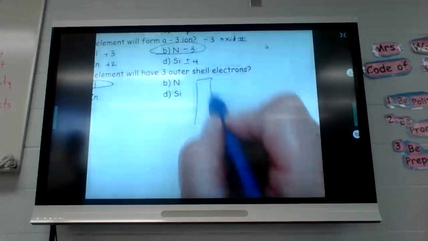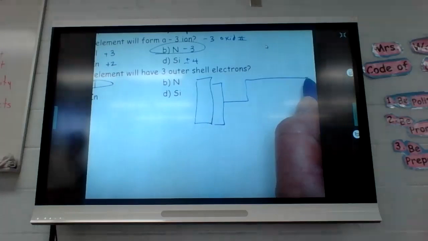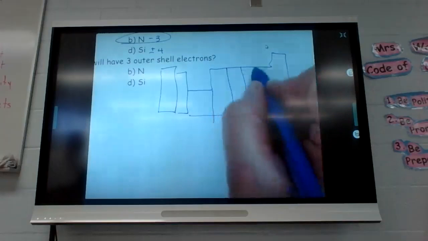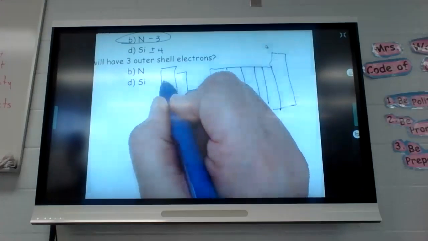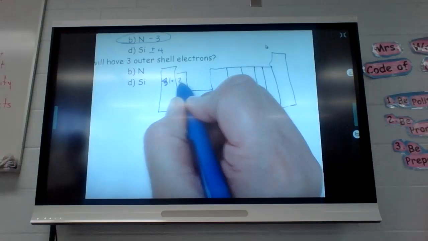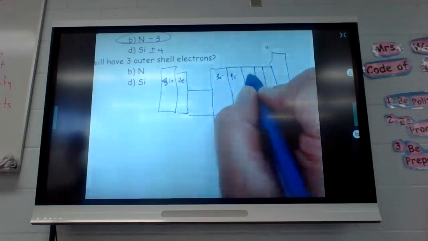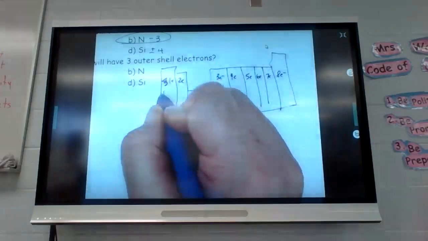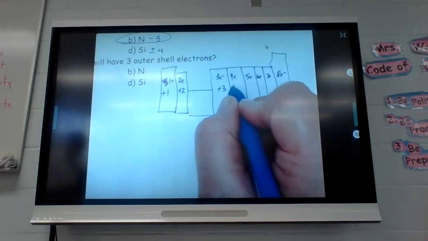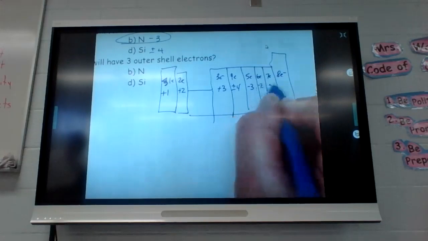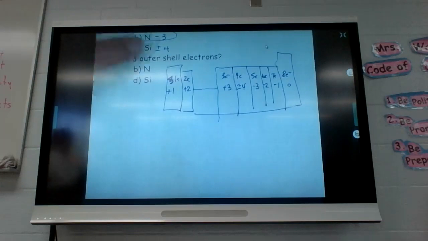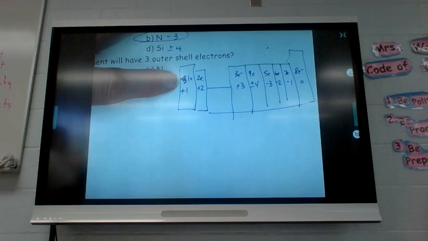Now, these last 2 questions are based on the fact that you guys can still do the periodic table. 1 electron, 2 electrons, 3 electrons, 4, 5, 6, 7, and 8. That's not going anywhere. +1, +2, +3, plus or minus 4, -3, -2, -1, and 0. That's also not going anywhere. If you can't do outer shell electrons and oxidation numbers yet, you need to learn those. Those two things are not going anywhere.